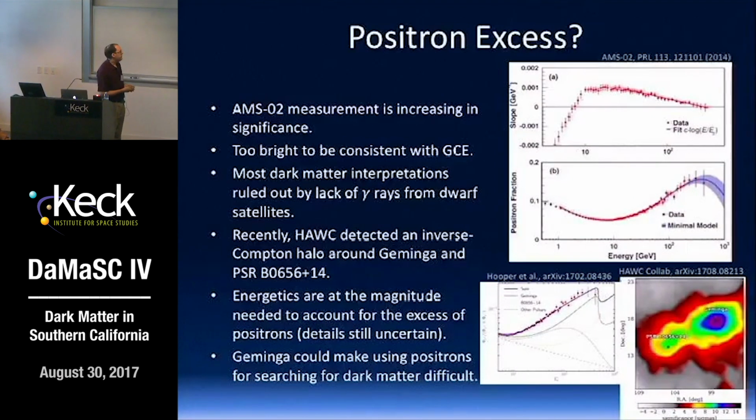Not impossible, but difficult. But this year, there's been a publication about observing a Compton halo around the Geminga pulsar and a neighboring pulsar here, PSR B0656+14. And the energetics of this synchrotron is at the right magnitude to account for the excess positrons that we see here. And so it is quite plausible that these pulsars are throwing positrons at us, and that's our source.